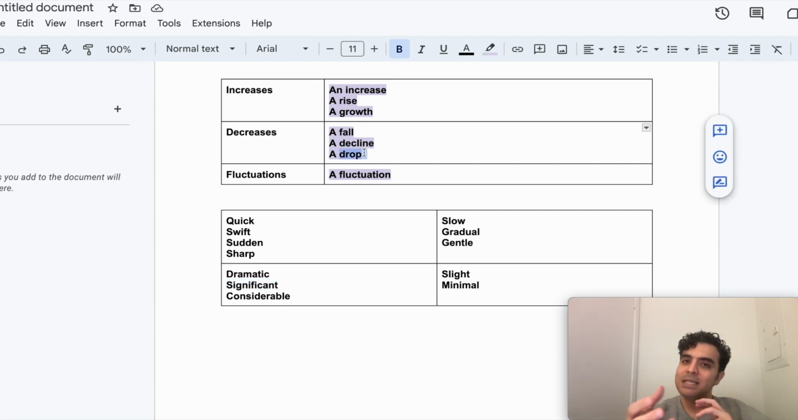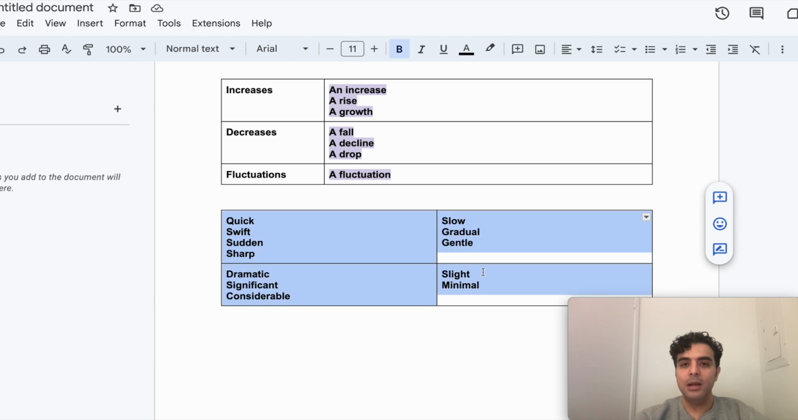So you see, you mix and match and you create different noun phrase combinations. Same thing can be said for this column here. You could talk about a slow growth, or perhaps a slight rise. You could talk about perhaps a gradual decline or a minimal drop, right? So mix and match to create different structures and to create variety in your writing.